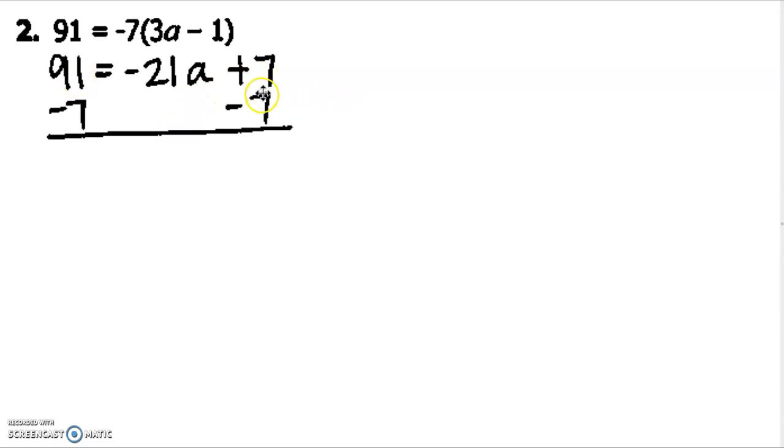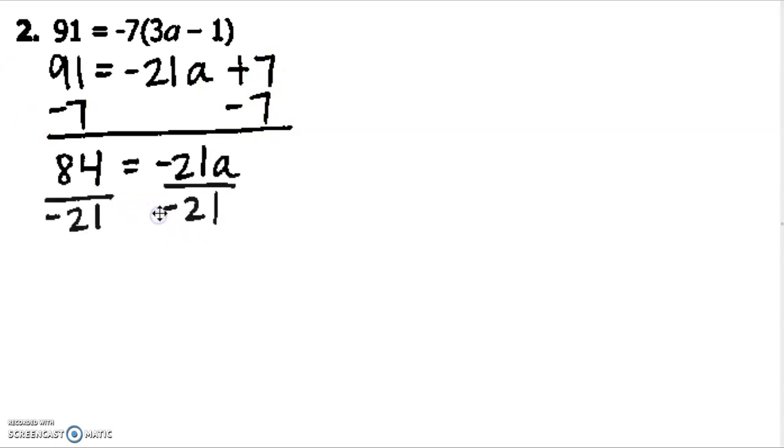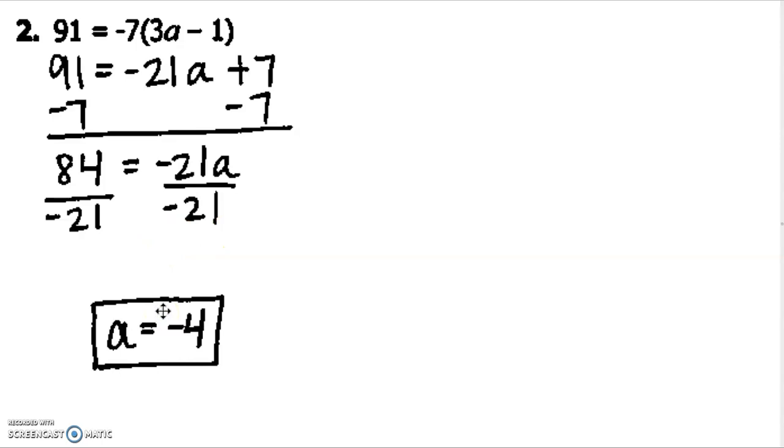We need to subtract 7 from both sides because we're adding 7 in the original equation. So we get rid of it on the right side and move it over. We're left with 84 equals negative 21a. Divide by negative 21, which gives us a equals negative 4.